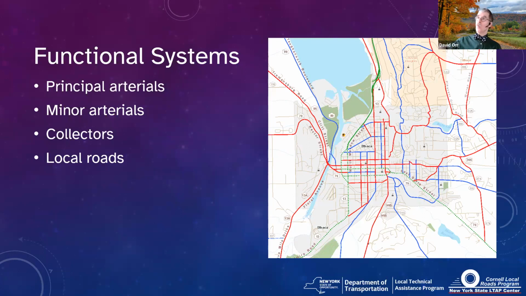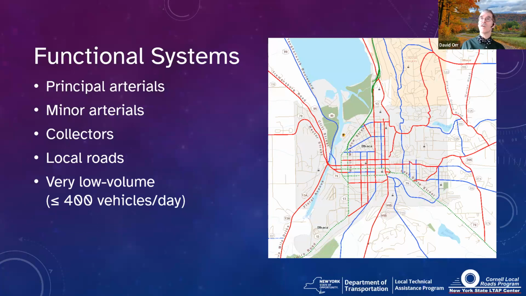Now, one additional breakdown that has come out in the last 25 to 30 years, and is actually a pretty good one to think about, is within the local roads, you may want to think about very low volume or low volume. Again, different people have different terminology, but I'll use what AASHTO uses. AASHTO is the American Association of State Highway and Transportation Officials, for those who care. They define very low volume as less than 400 vehicles a day.